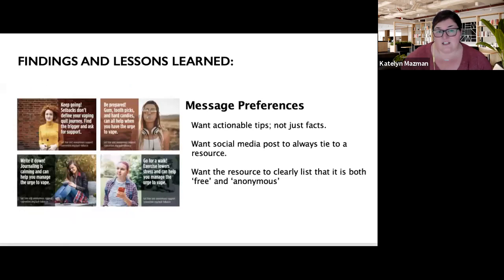Again, they want messages that are tied to an action they can take, not just a fact. So things like gum and toothpicks, using a journal, or going for a walk. They want something actionable. Like we talked about, we always want any social media post that we do to tie to a resource. That click through and that engagement is really important. And if we are tying to that resource, we always want to clearly say it's free and anonymous.